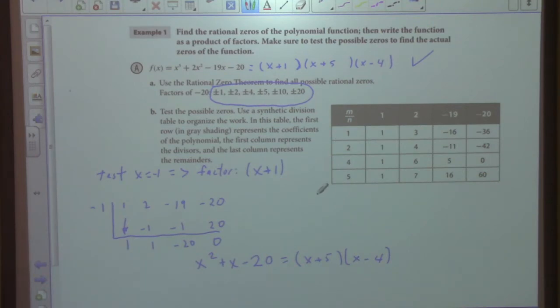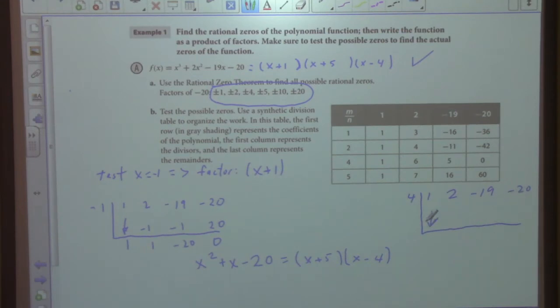X minus 4 is also a factor because 4 is a 0. Yeah, that's a good point. Okay, so Brian says 4. What we can do, if we take 4 over here and put 1, 2, negative 19, and negative 20, we should come out with a 0 here, right?